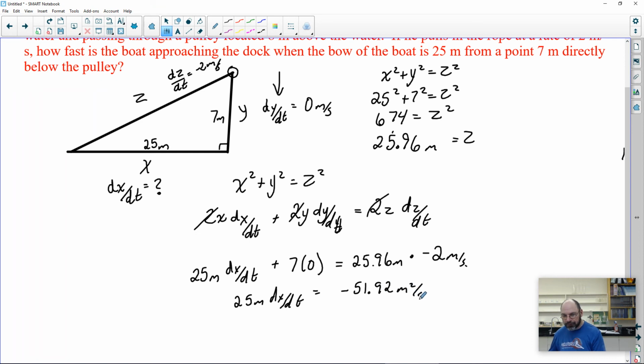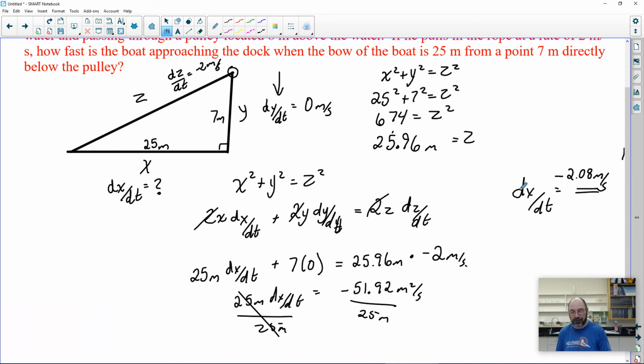meters squared per second, and then we divide both sides by 25 meters to get our dx/dt equaling, and what do we get there when we divide by 25? I get negative 2.08 meters per second. So that means it's approaching the dock at about 2 meters a second.